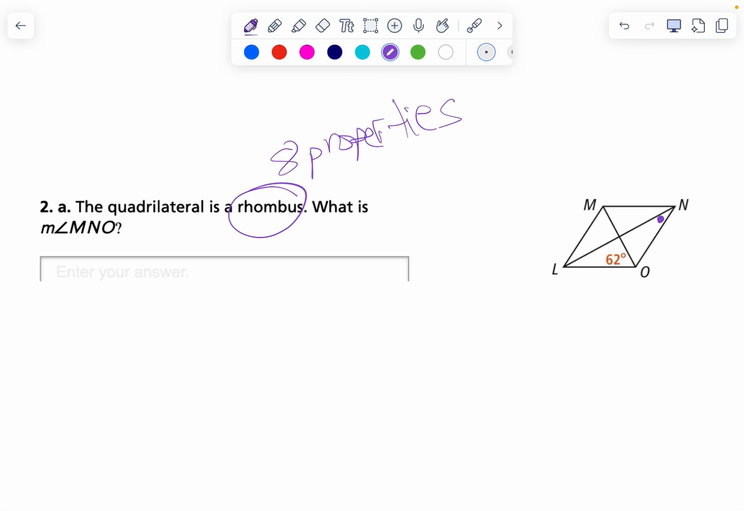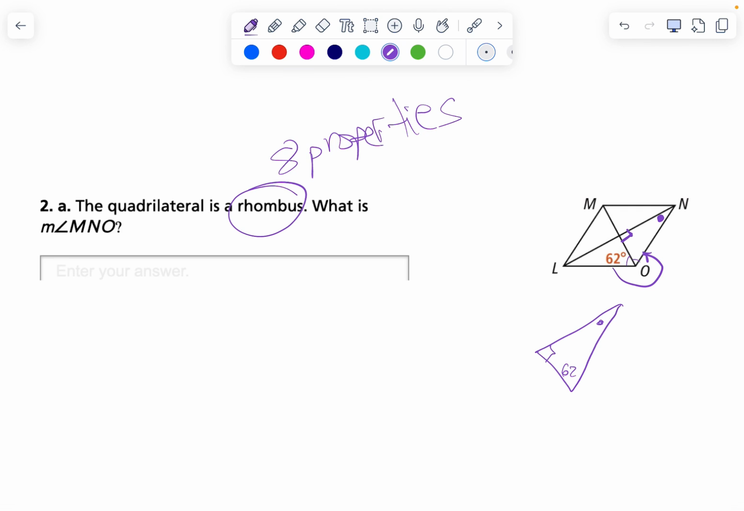What else? What did we add just now for rhombuses? Yeah, diagonals are angle bisectors. That's a big one. And what other property did we add for a rhombus? Diagonals are perpendicular. So I would add that is 90 right there. And then what about the 62? What can you do with it? Because that's an angle bisector, those two are congruent. So now we're looking at this triangle with a 90, a 62, and our unknown. So how do we solve for that? Yep.